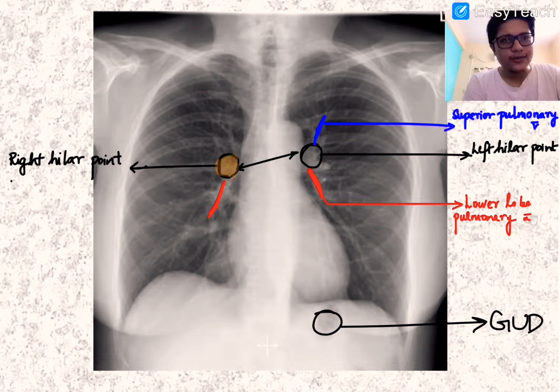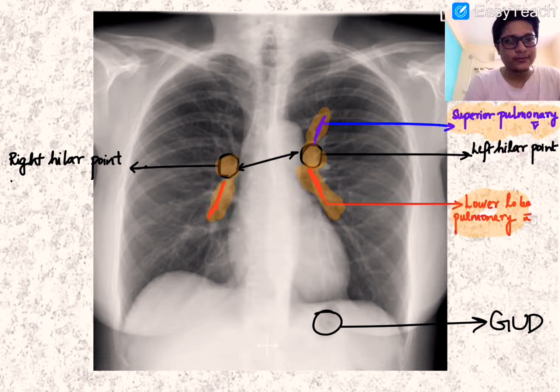This is the right hilar point, this is the left hilar point. Okay, this thing projecting downwards, this is actually the lower lobe pulmonary artery, and this thing projecting up above is the superior pulmonary vein. Okay, and over here there will be lymph nodes as well.